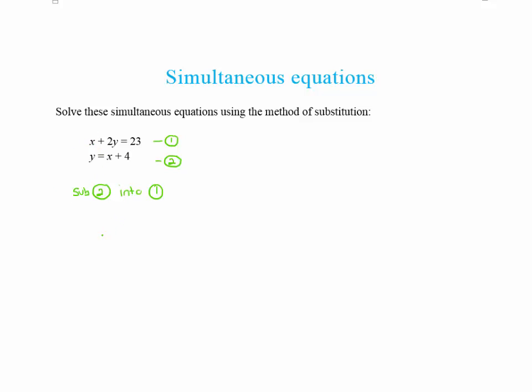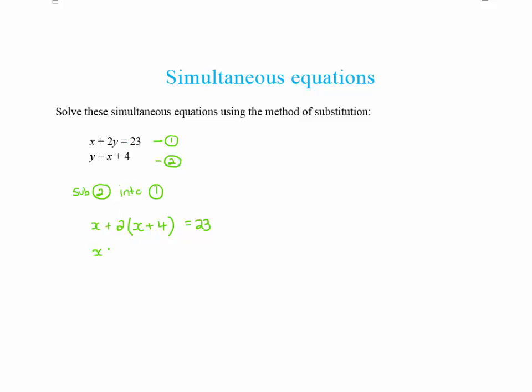So here is my equation 1. Equation 1 says x plus 2. Now when I see this y here, I'm going to replace it with the y from equation 2, which is x plus 4. And because it's more than one thing, I'm going to put it in brackets. So instead of y, I'm replacing it with x plus 4 equals, and the rest of this equation is 23. So I've looked at my first equation here. I've got x plus 2, and instead of y, I've put in x plus 4 equals 23.